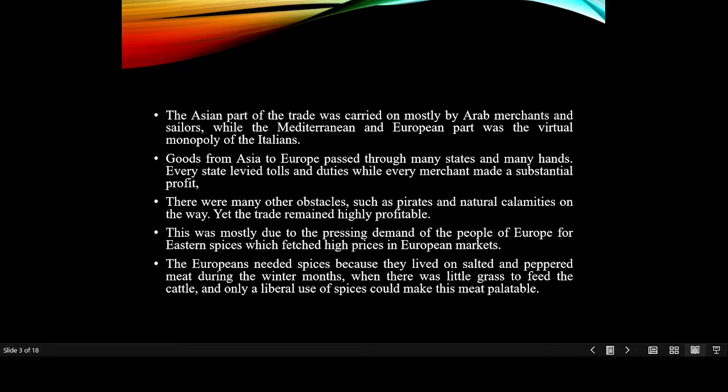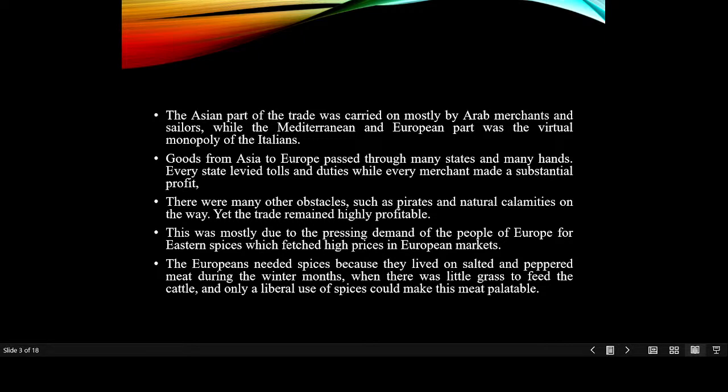So the Europeans needed spices because they lived on salted and peppered meat during the winter months, when there was little grass to feed the cattle, and only a liberal use of spices could make this meat palatable. They needed meat anyway to live a calm life during the winter.